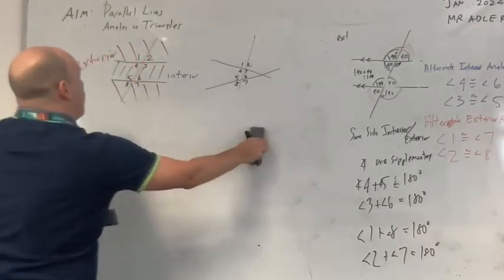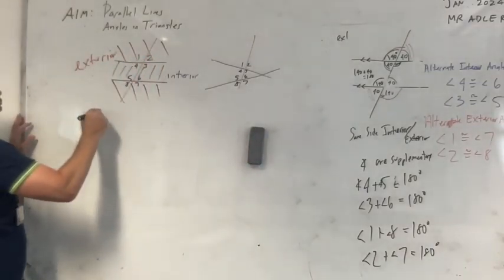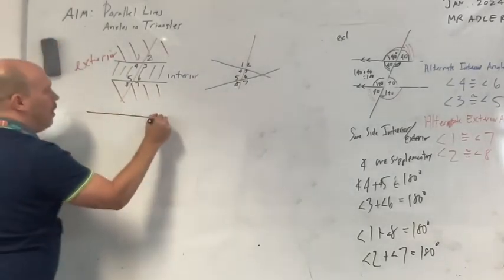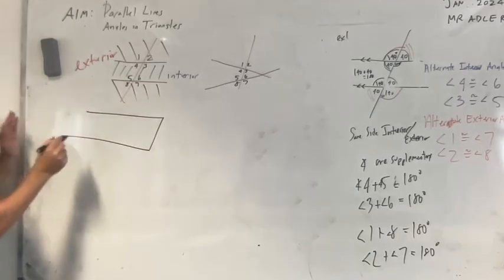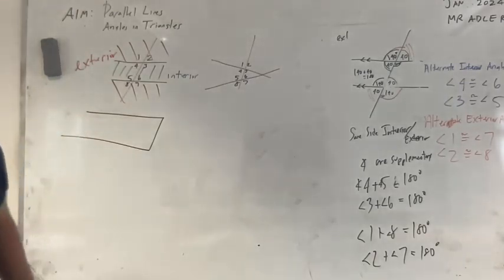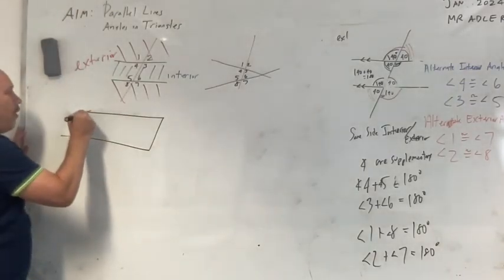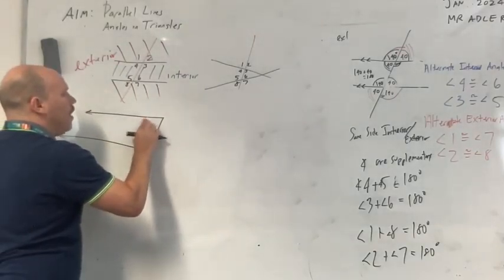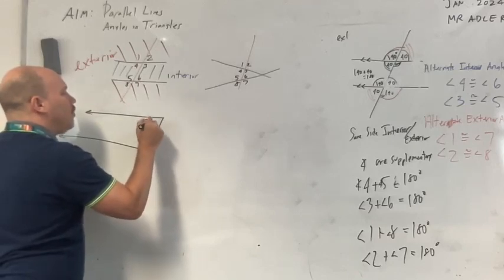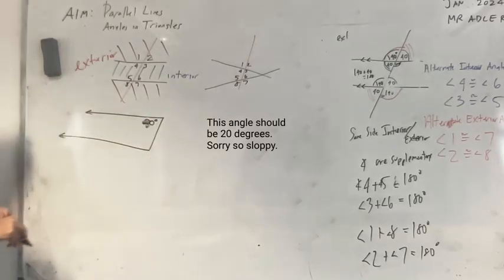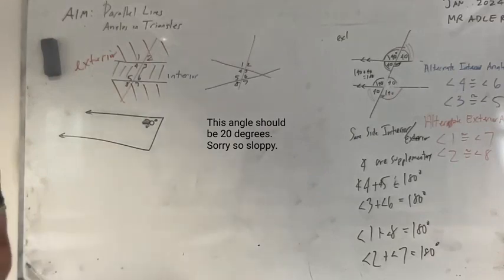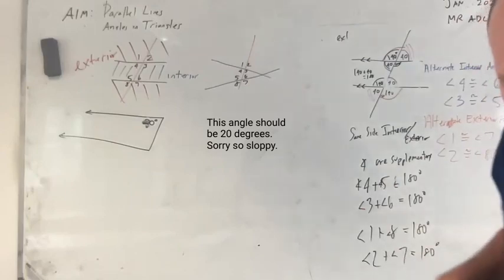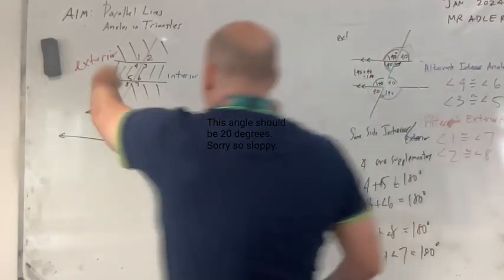I'm going to keep this up. Let's say we got a diagram that looks something like this, and we're told that these lines are parallel, and we're told that this angle up here is, let's say, 20 degrees. Now you look at this diagram and you say, well, I'm told those lines are parallel, but how do I deal with it? My suggestion is create this.